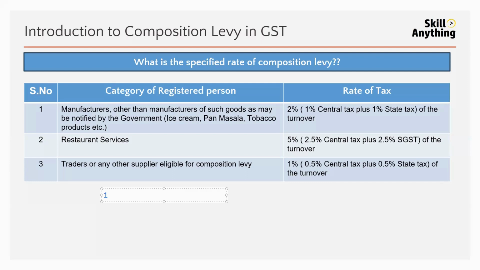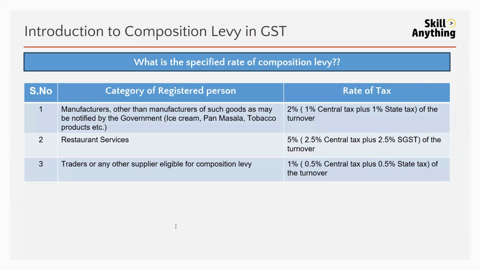If their turnover is 1.5 crore, they pay 2% of this turnover, not on all the products. Okay, so manufacturers have to pay a goods tax rate of 2% of the turnover, 1% for CGST and 1% for SGST.